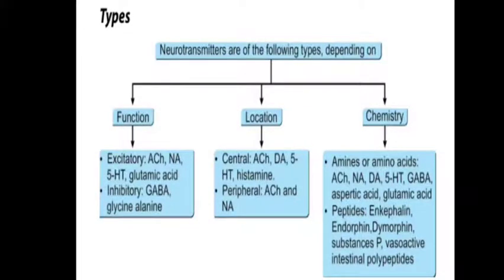Types of neurotransmitter: they have three types on the basis of function, location and chemistry. On the basis of function, there are two types, excitatory and inhibitory. On the basis of location, there are two types, central and peripheral. In the central: acetylcholine, DA, 5-HT and histamine. On the basis of chemistry, they are divided into two types, amides or amino acids, and peptides. You can also see these two words, amino acids, in the topic of autacoids.